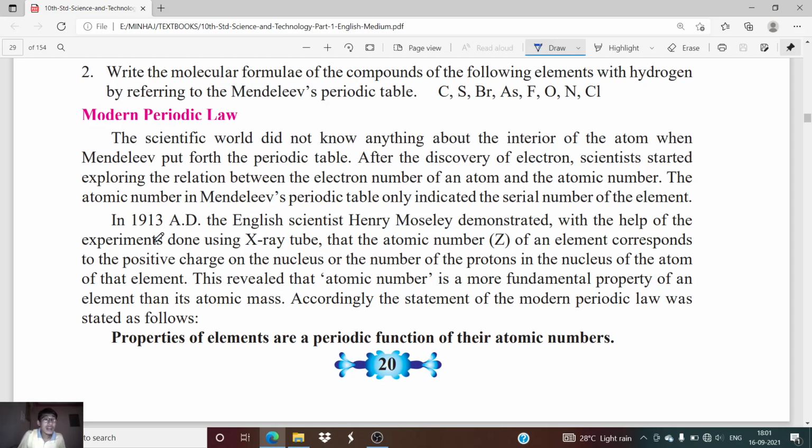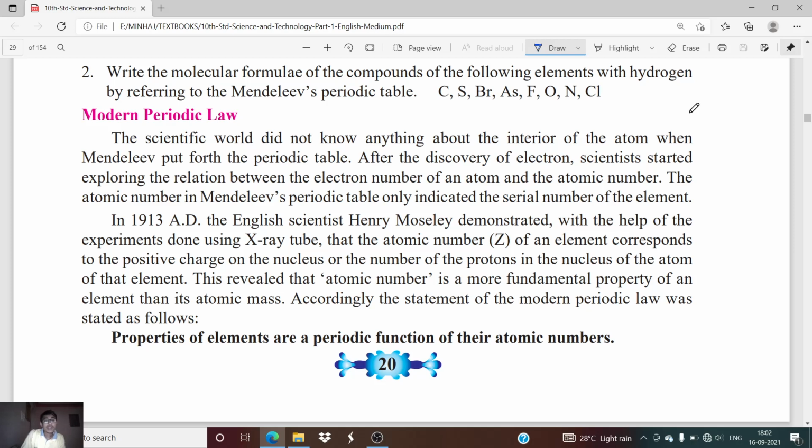So, in 1913, Henry Moseley performed certain experiments with the help of an X-ray tube, and he found that the atomic number of any element is nothing but the positive charge present in the nucleus of that atom. In short, it is the number of protons present in the nucleus of that atom. So, what is atomic number? It is the number of protons, that is, positively charged particles, present in the nucleus of any atom of the element.